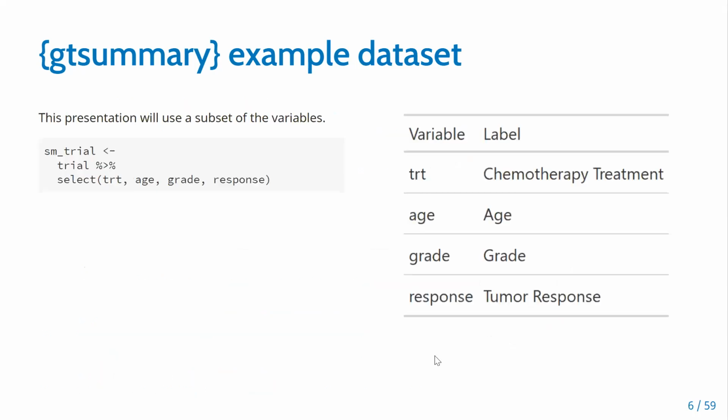We are going to be focusing on a smaller version of that, we're just creating it here, called small trial, which just has these 4 variables: treatment, age, grade, and tumor response. So just think of this as a study where half the patients-ish got treatment A, the other half got treatment B, and we know their age, we know their tumor grade, and we know if their tumor responded. So that's what we're working with in this data set.